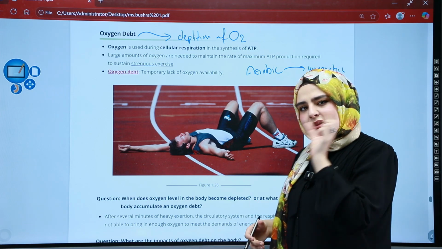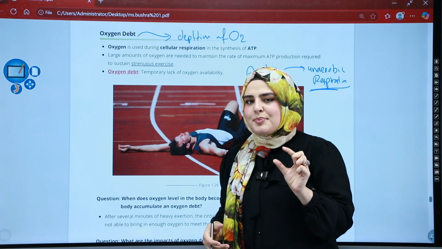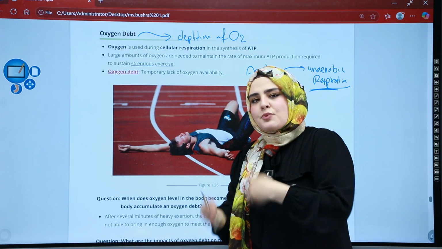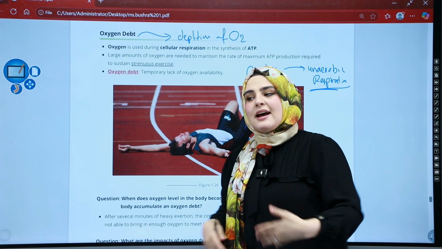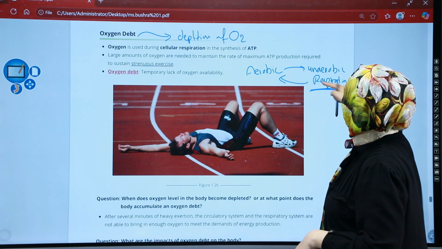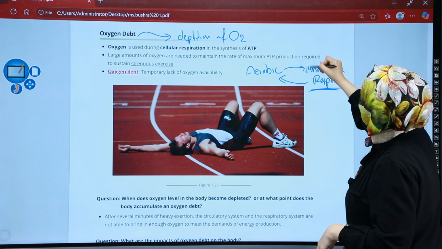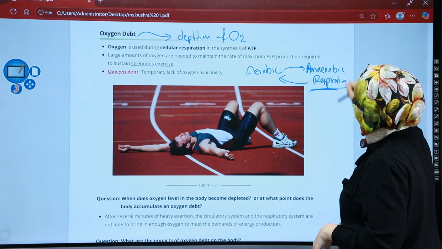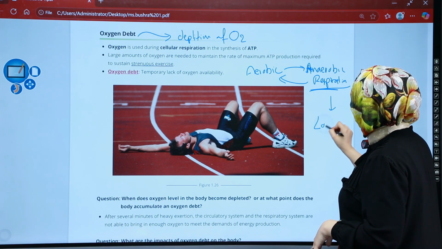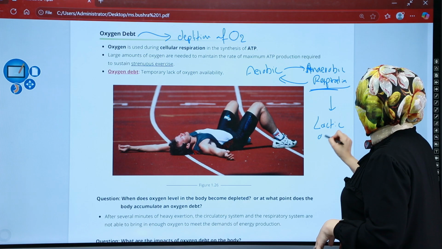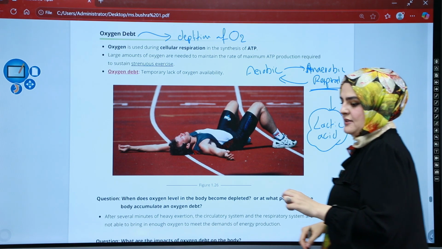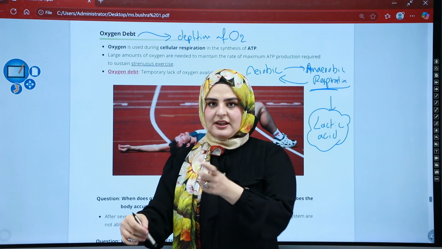This gives us a little amount of ATP, but it's enough. It's enough until the body gets regulated back in a few minutes and brings more oxygen, and then we can go back here. In that moment, when we went to anaerobic respiration, you will end up with a byproduct called lactic acid. The lactic acid is like in yogurt.